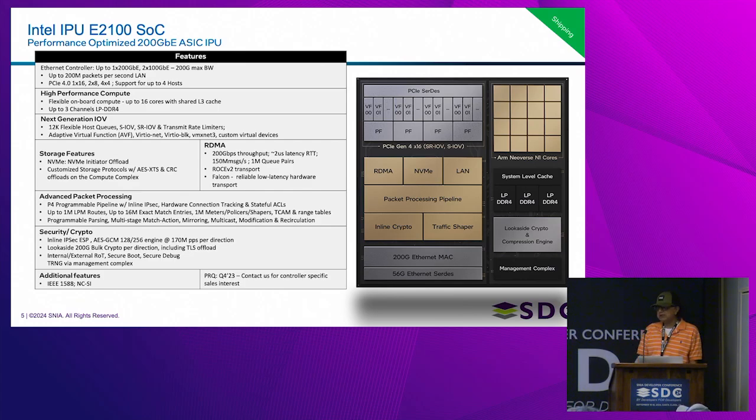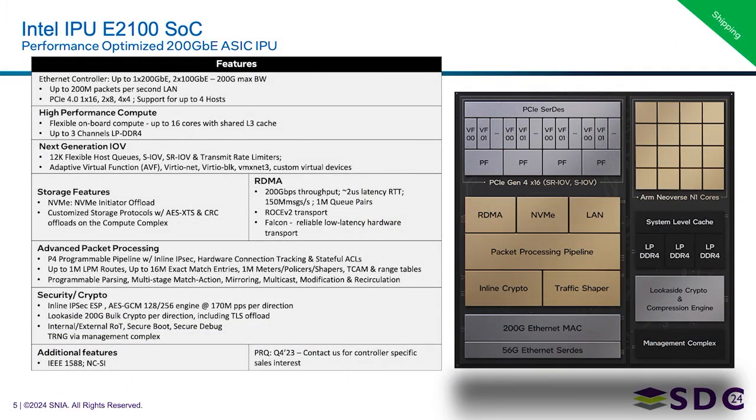This is kind of a data sheet for the IPU. It's a bit of an eye chart, but it's a 200 gig device capable of up to 200 million packets per second. It has PCIe Gen 4 16 lane, high performance compute through the Neoverse N1 cores.